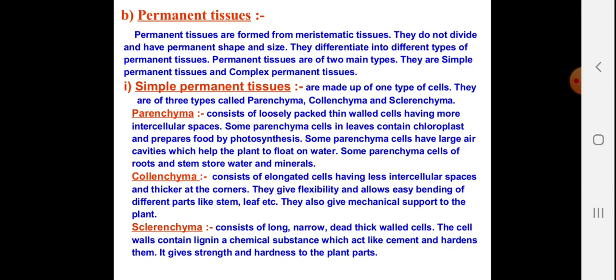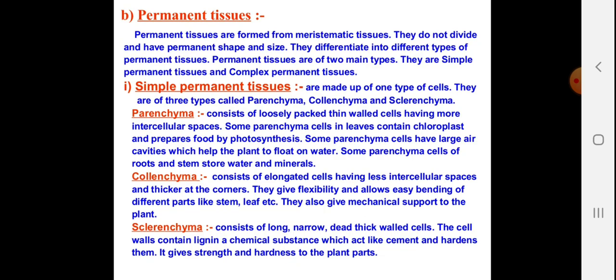Now collenchyma. They consist of elongated, that means longer, cells having less intercellular space and thicker at the corners. They give flexibility. Since they are thicker at the corners and have less intercellular space, they can be placed in any position. They can take position in any place in the leaf, give flexibility and allow easy bending of different parts like stem and leaf. You can easily bend some parts of the plant because of the collenchyma. They give flexibility to the plant.